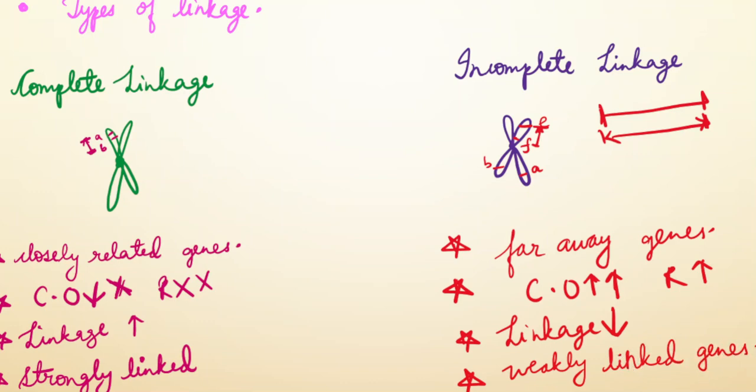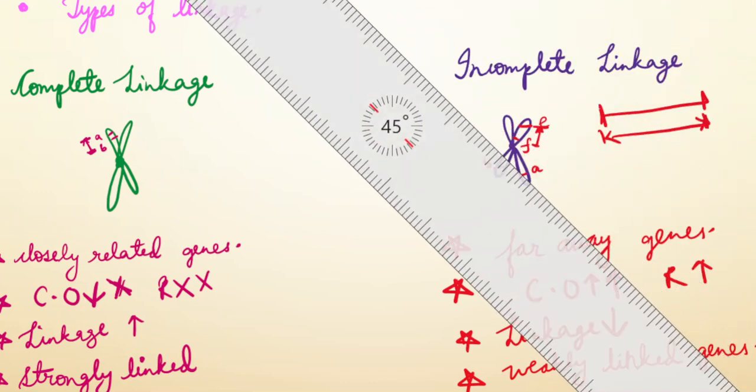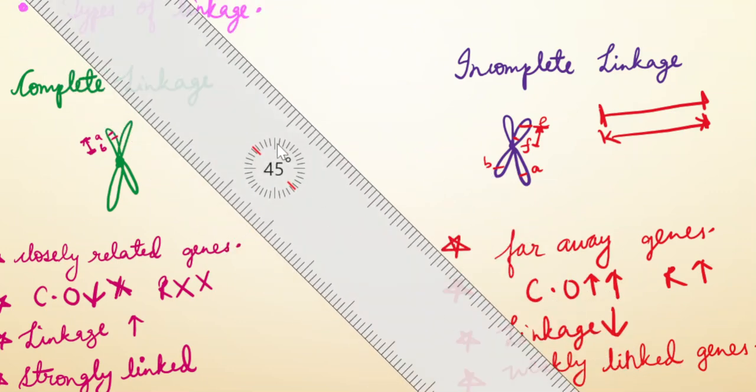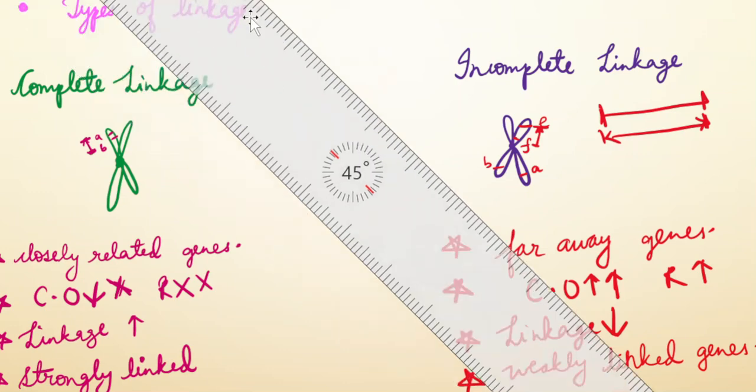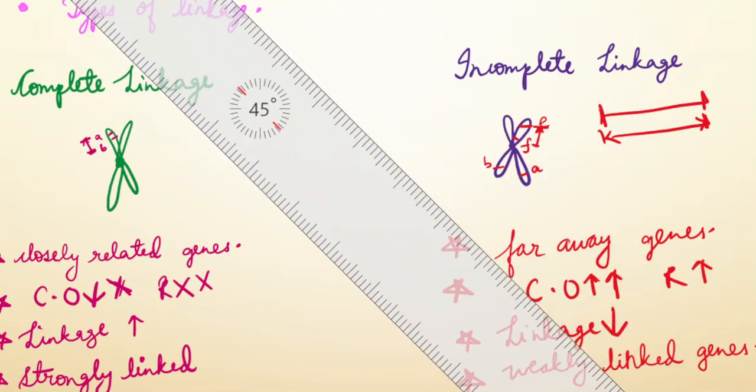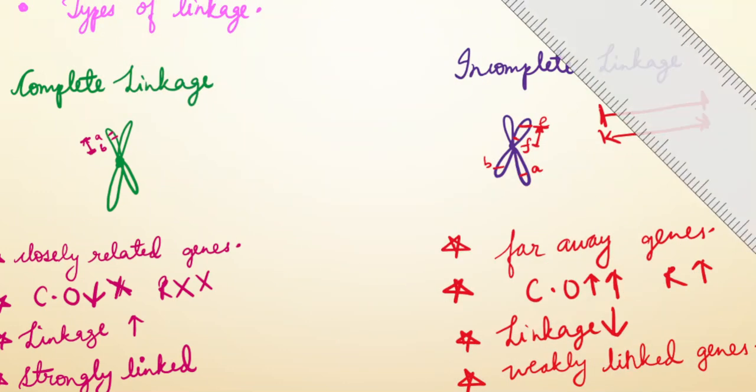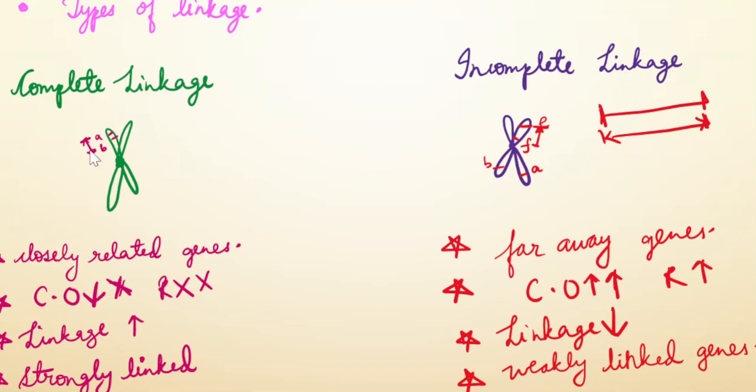So this is the difference between incomplete and complete linkage. These are the two topics about it. I hope the types of linkages will be clear. These are the two topics which you need to know: complete linkage and incomplete linkage.